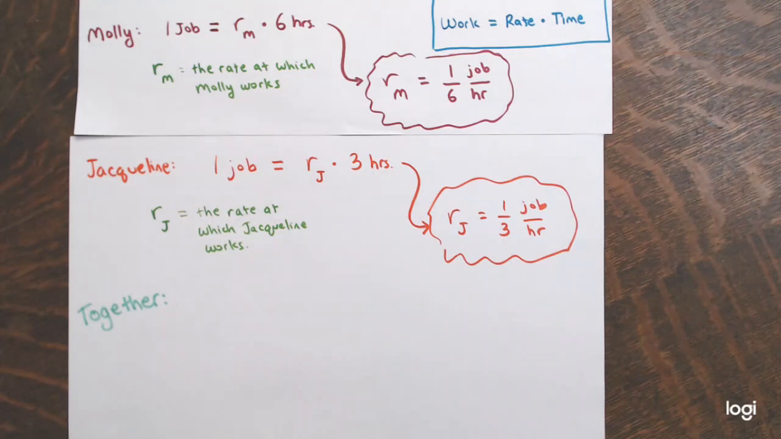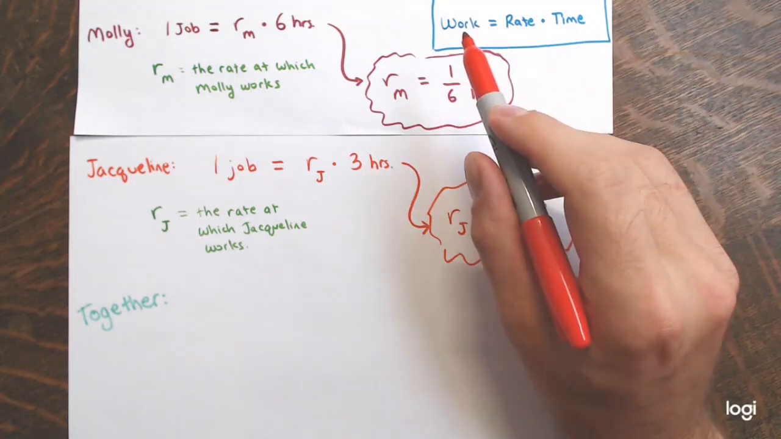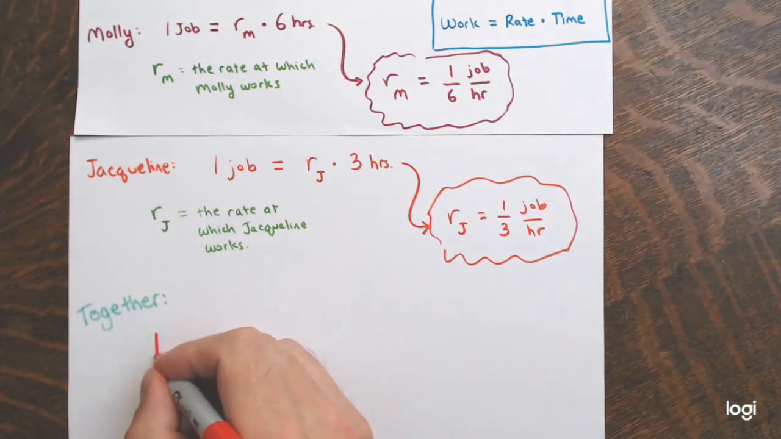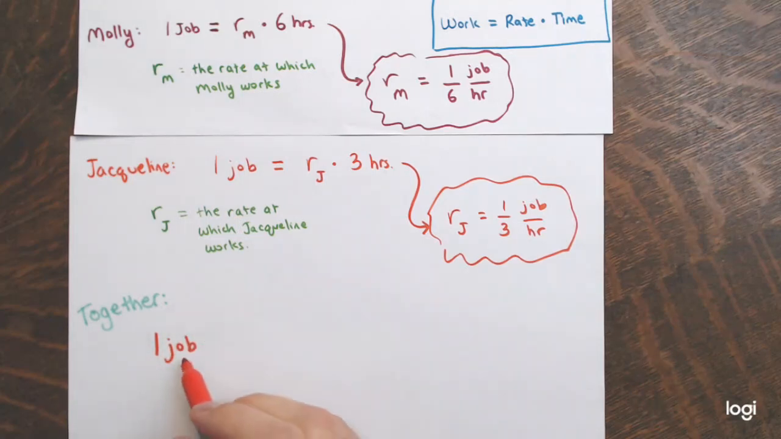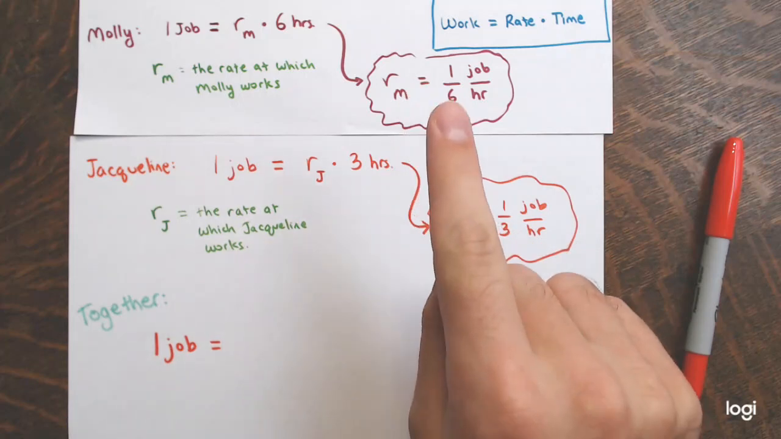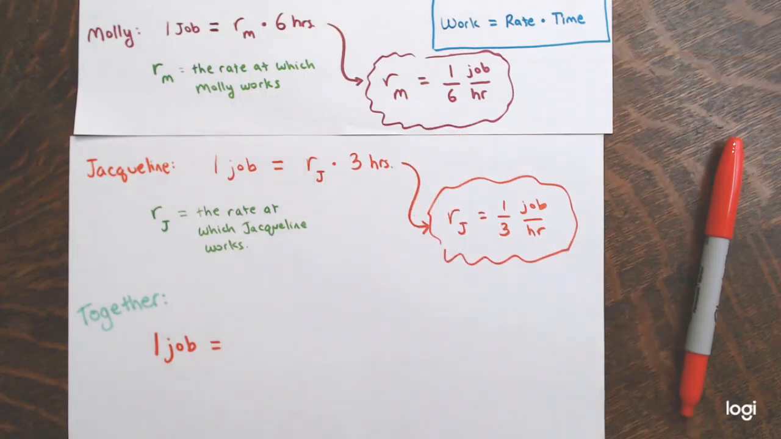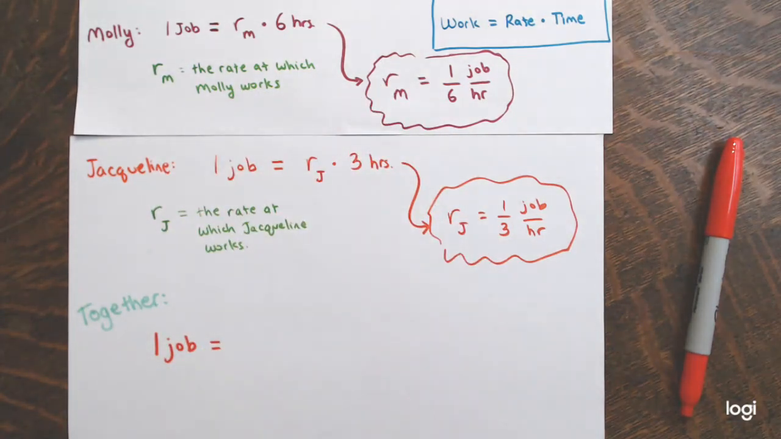So them working on the job together. So again, I want the same principle. I'm going to set up something like this. Now, let's say they completed this one job, right? So the one job, the assembling of the notebooks equals, all right? And then here, I don't know. I know how fast they work individually. I don't know how fast they work together. But we can use how fast they work individually to figure out how fast they work together. And that's where this is going to come in.